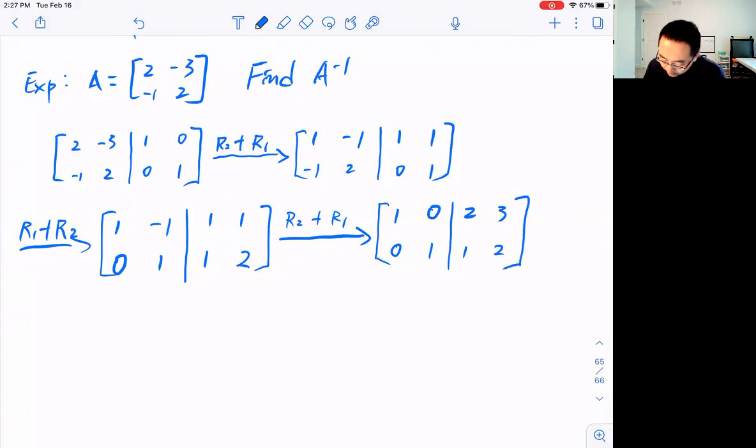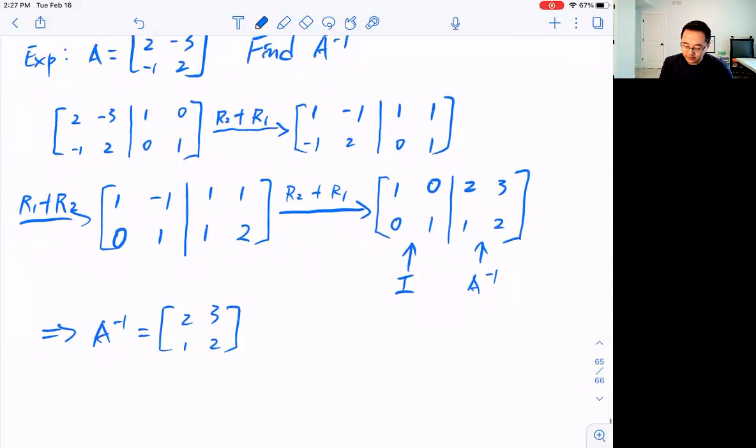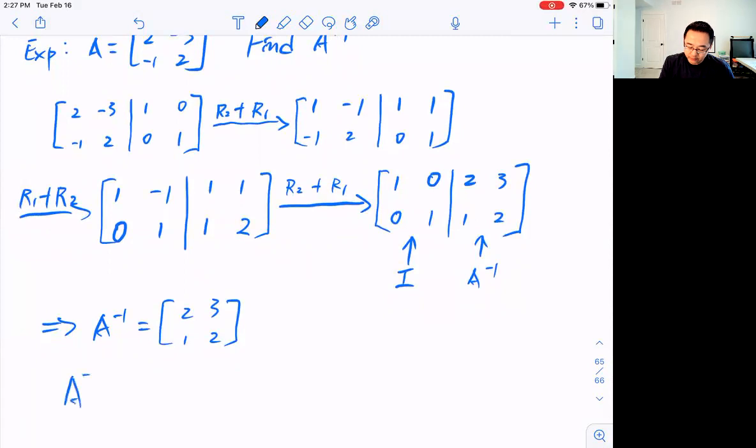Now, on the left-hand side, this is your identity matrix. So that means this is your inverse. That tells you A inverse is 2, 3, 1, 2. Now if you want to verify, remember A inverse times A must equal 1, 0, 0, 1, right? So we can verify if that's the case.